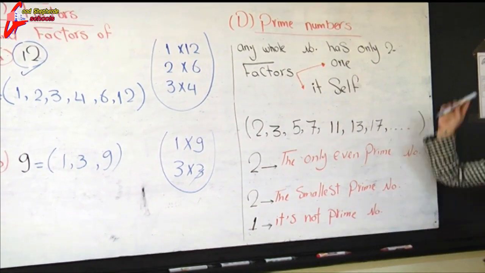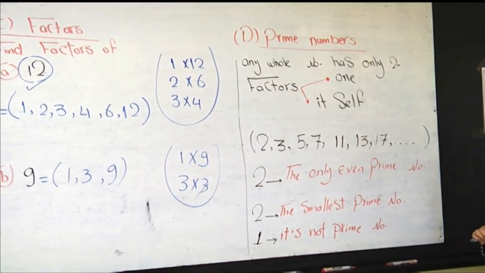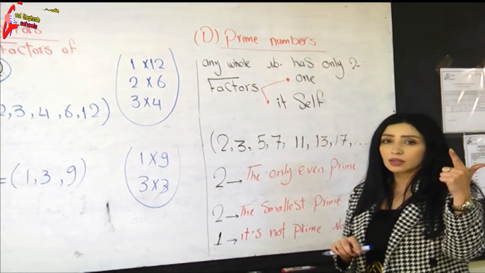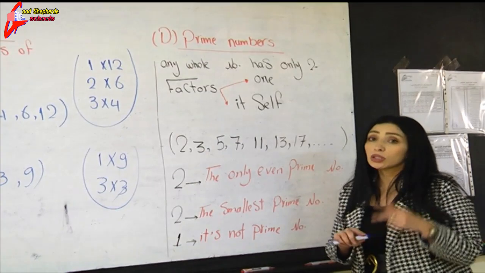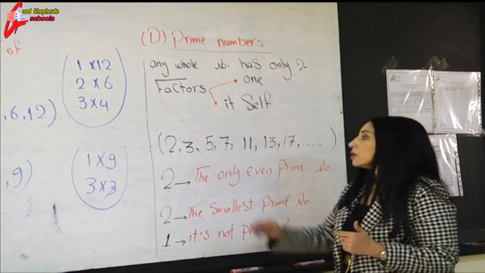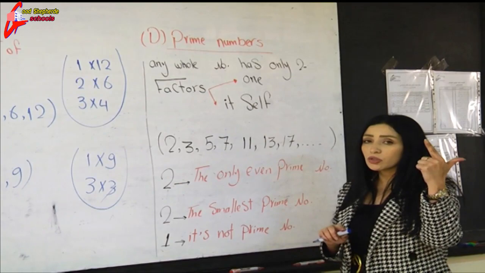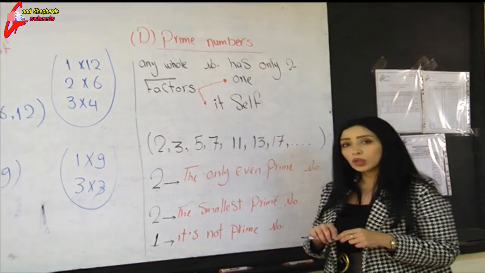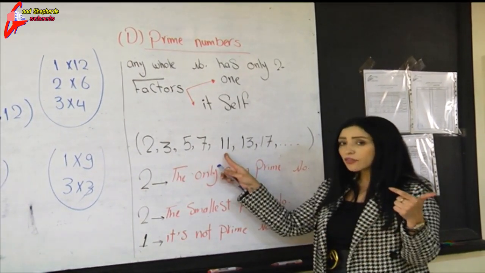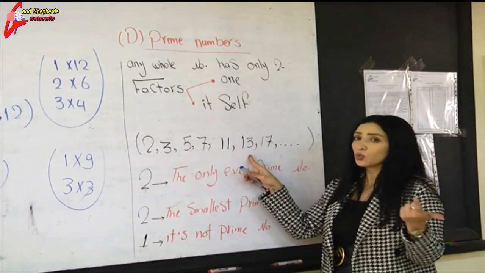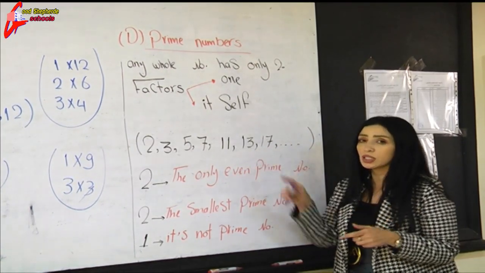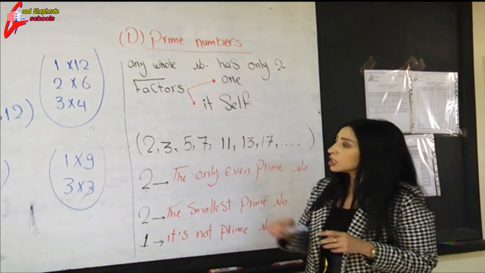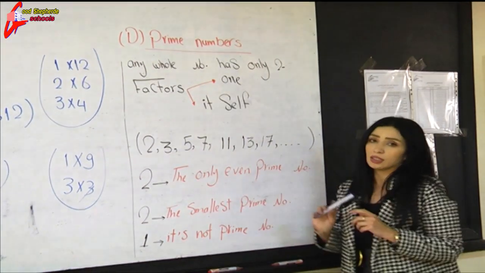Move to the last part, prime numbers. Prime numbers means any whole number that has only 2 factors, 1 and itself. Like 2 has only 2 factors, 1 and 2. 3 has only 2 factors, 1 and 3. 5, 1 and 5. 7, 1 and 7. 11, 1 and 11. 13, 1 and 13. 17, 1 and 17. So we can list them: 2, 3, 5, 7, 11, 13, and so on.